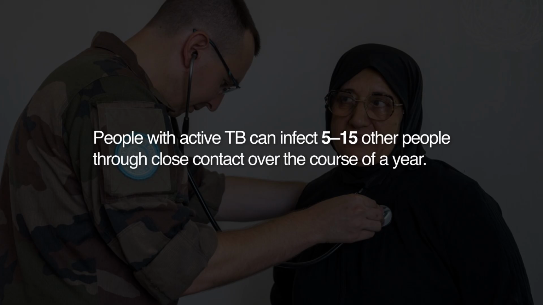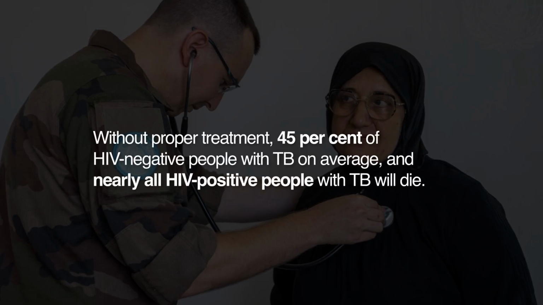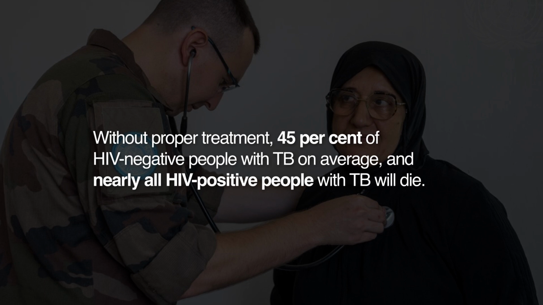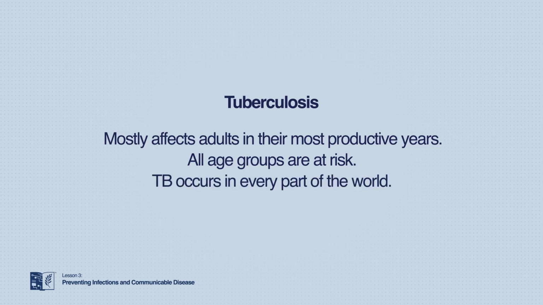People with active TB can infect 5 to 15 other people through close contact over the course of a year. Without proper treatment, 45% of HIV-negative people with TB on average, and nearly all HIV-positive people with TB will die. Tuberculosis mostly affects adults in their most productive years. However, all age groups are at risk. TB occurs in every part of the world.